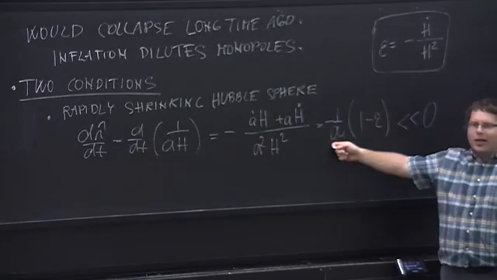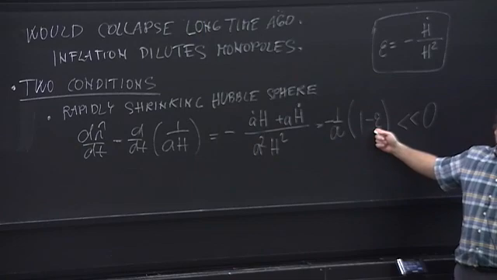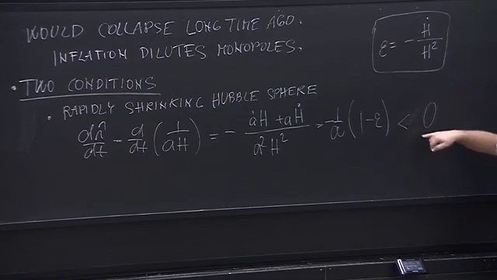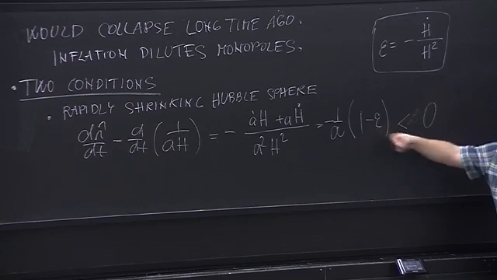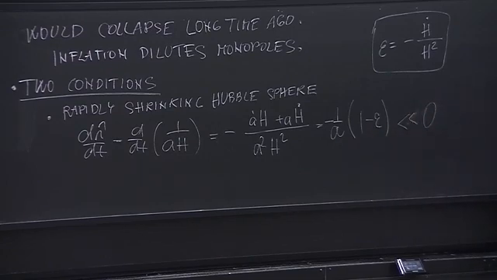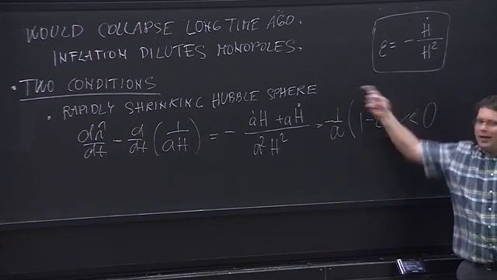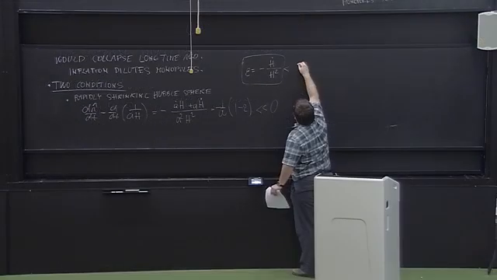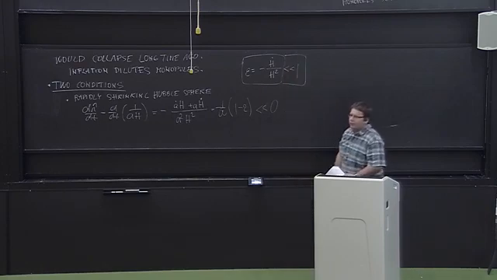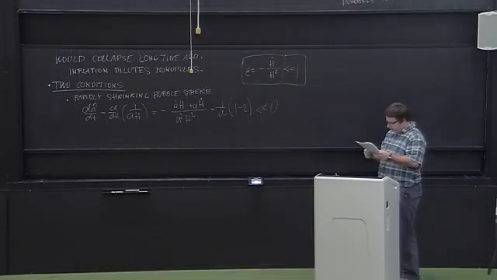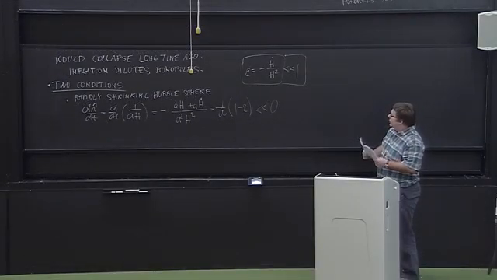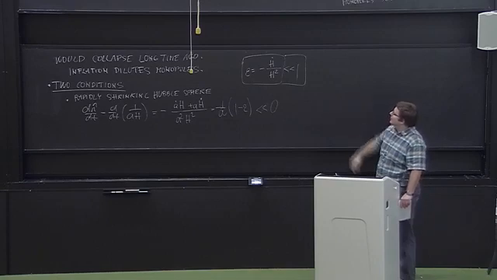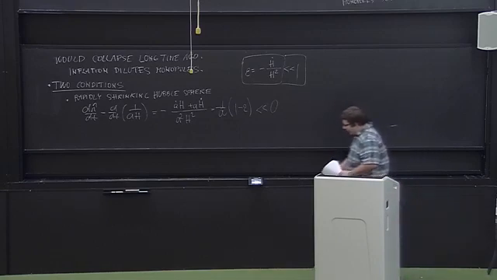If this were just smaller than 0, then you would require that epsilon is from 0 to 1 or something like that. But if I want much, much smaller, you better want epsilon to be small so that you make this really, really big. So usually people state that it is enough that this is smaller than 1, but usually people overdo it and put much, much smaller than 1. So that's one condition. This epsilon parameter, which is minus H dot over H squared, is much smaller than 1.